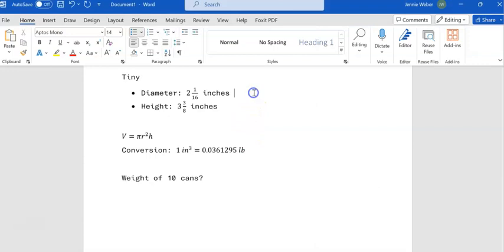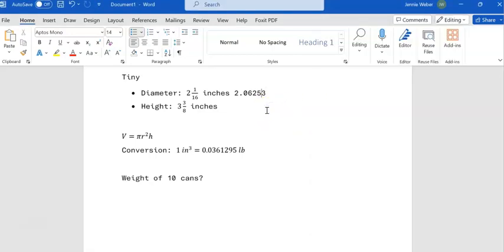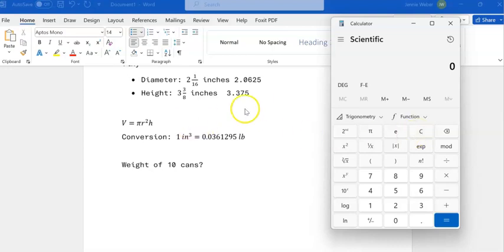So this is 2.0625, and I'm just doing this to make it easier to put in, and then I'm going to do the same thing down here. 3 divided by 8, 3.75... 3.375. I haven't changed anything. I'm just trying to make my life a little bit easier for putting into the calculator. And depending on the calculator, it depends on whether this is even necessary.